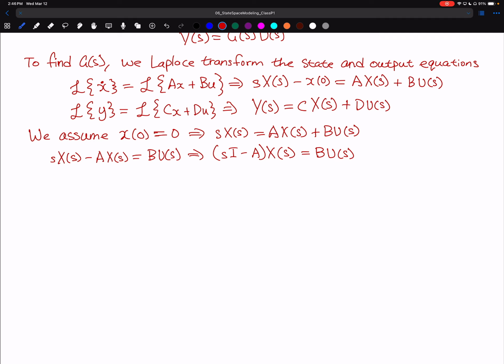Okay. So from here we can solve for big X of s. We can find big X of s is equal to the inverse of the quantity s times I minus A, that inverse times B U of s. Hopefully that inverse exists. If it doesn't exist, you're in trouble.